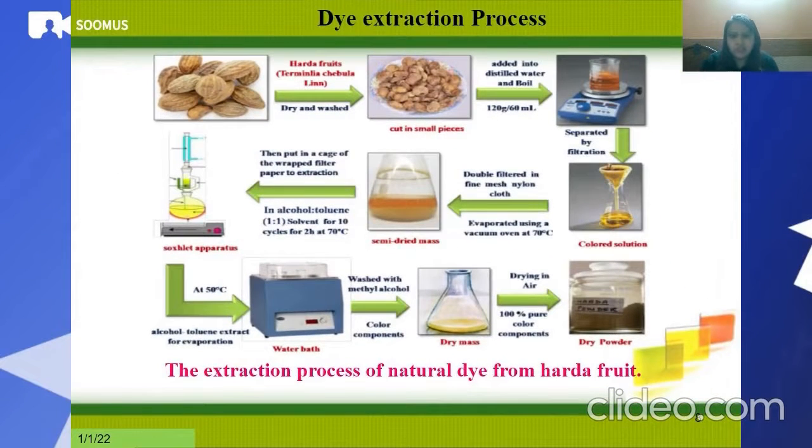And this is the extraction process of the natural dye from the harda fruit, and in this process we use a several-step process to extract dye powder from the fruit. Firstly we dry the fruit and then boil it in distilled water and separate it using filtration, then sonicate, and after bath evaporation and some other processes we get the dry powder of the fruit dye.